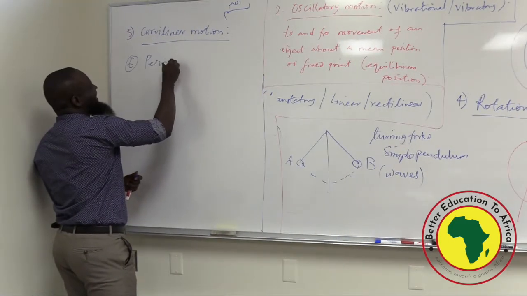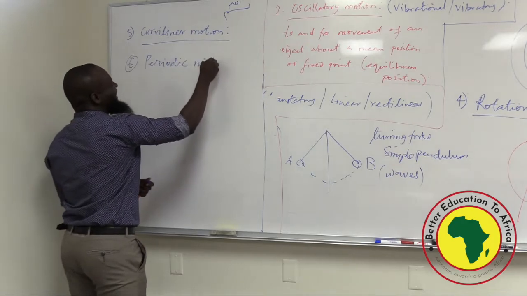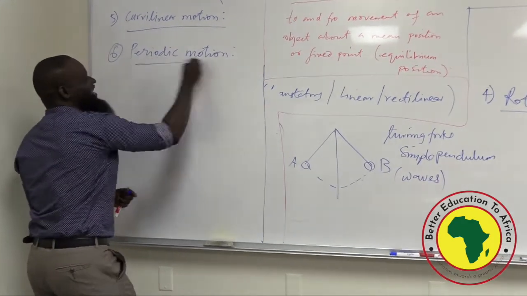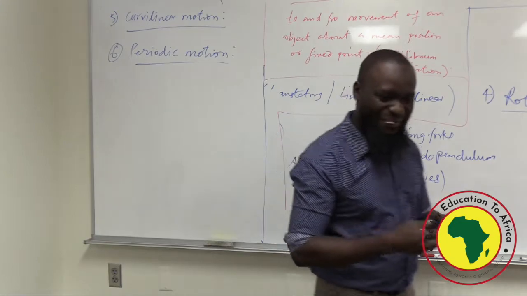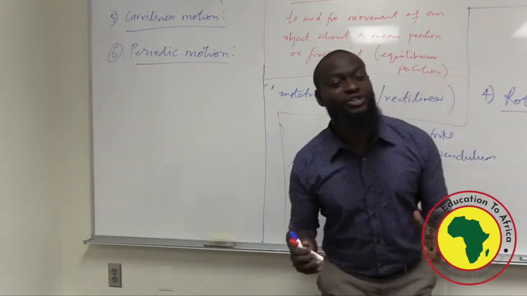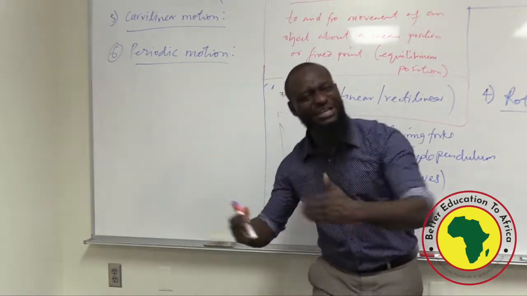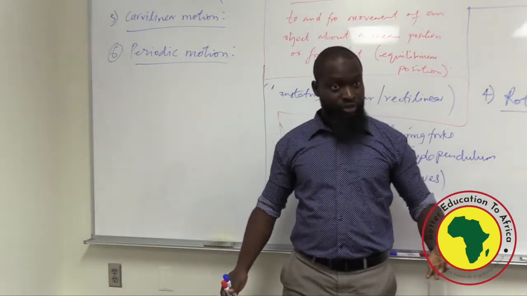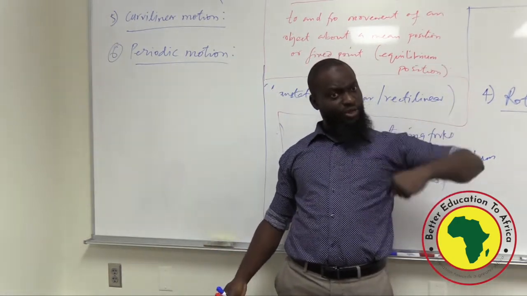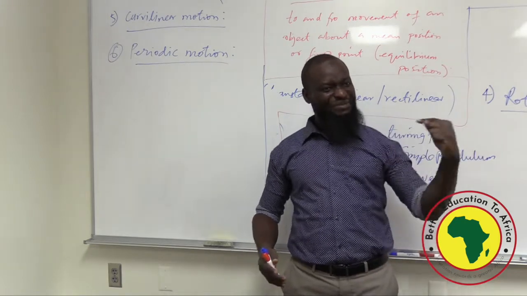Another example, periodic motion. Oh my goodness. Periodic motion. Periodic motion simply refers to motion that is repetitive after some time interval, which we call the period. So after some time, you come back to where you are, you start over again.